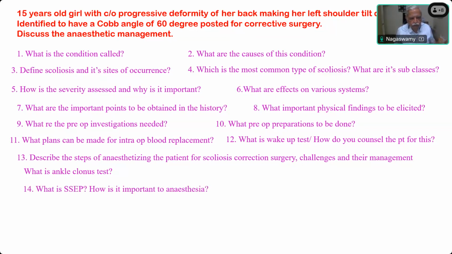Now, how is SSEP done and what is its importance to anesthesia? Sir, SSEP is also used to monitor the neural integrity. A peripheral nerve is stimulated and the response is recorded in the somatosensory cortex. Very good. So, which are the common nerves which are chosen for stimulation?